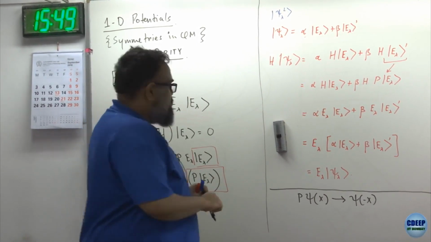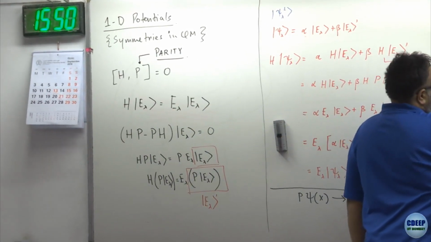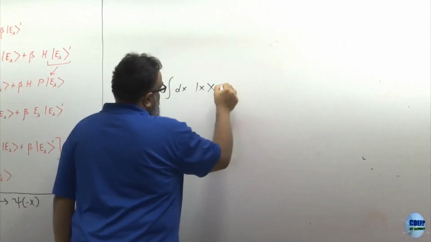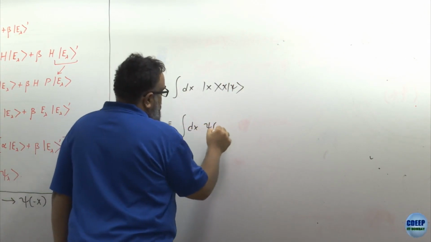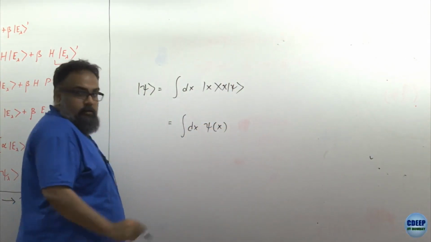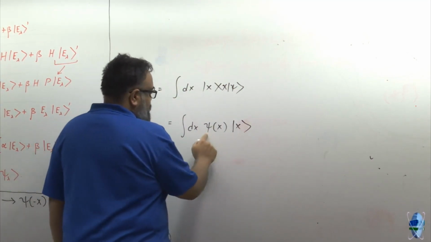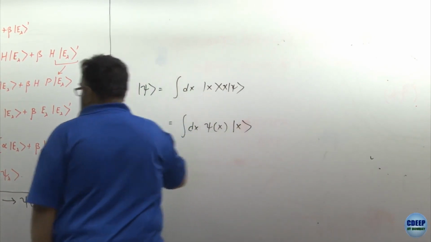So you can always write something like that, right? Times X. So what the parity operator has to do is essentially flip every X to minus X, right?